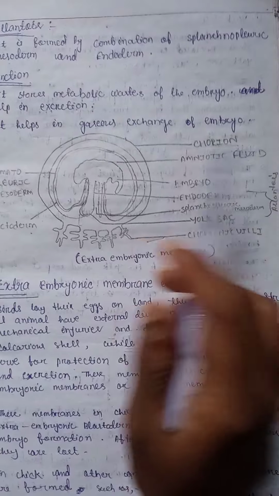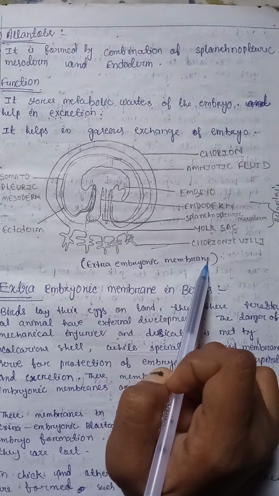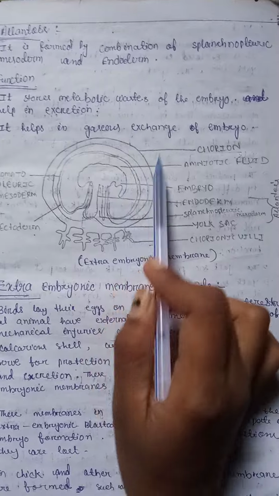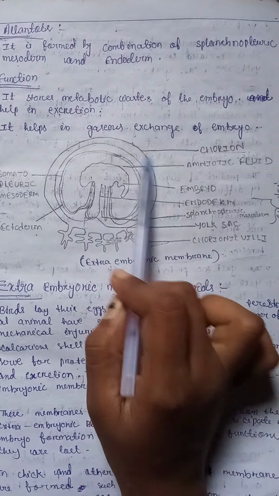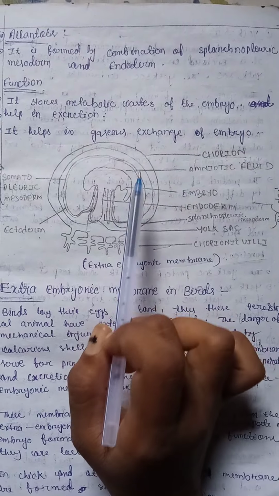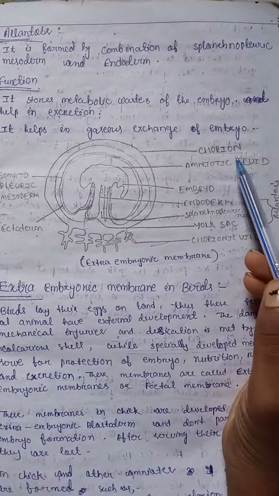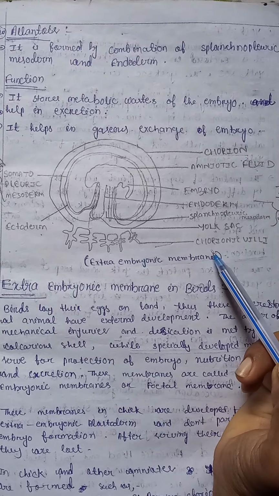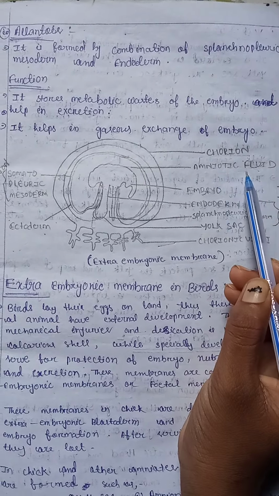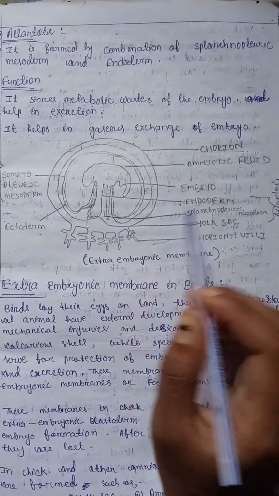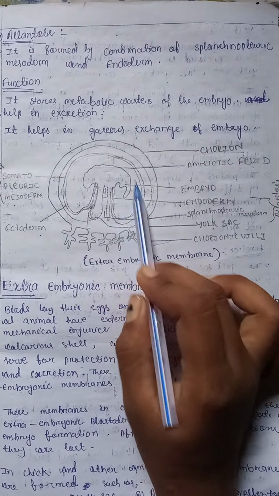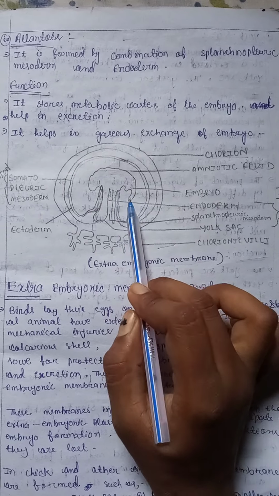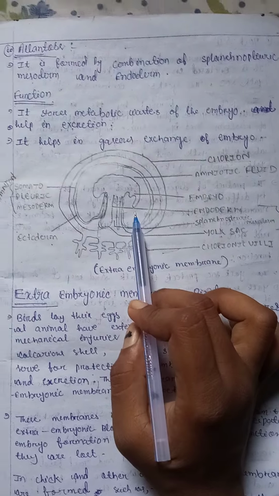So the main function of extraembryonic membrane is to protect the embryo. Here the embryo is present, and surrounding the embryo are the extraembryonic membranes. The four extraembryonic membranes, that is chorion, yolk sac, amnion with amniotic fluid, and allantois, surround the embryo, and they help in the development of the embryo.